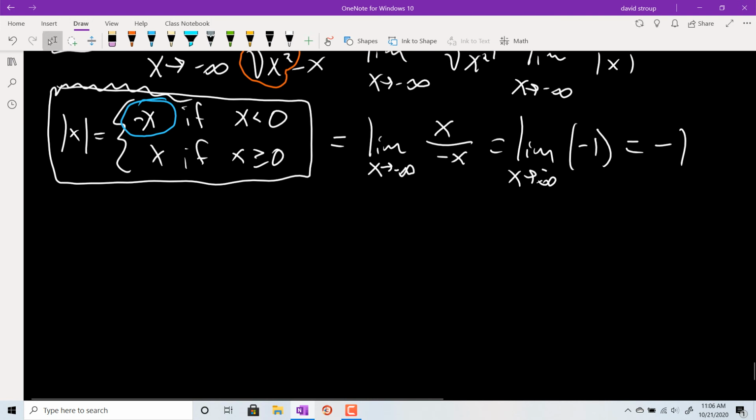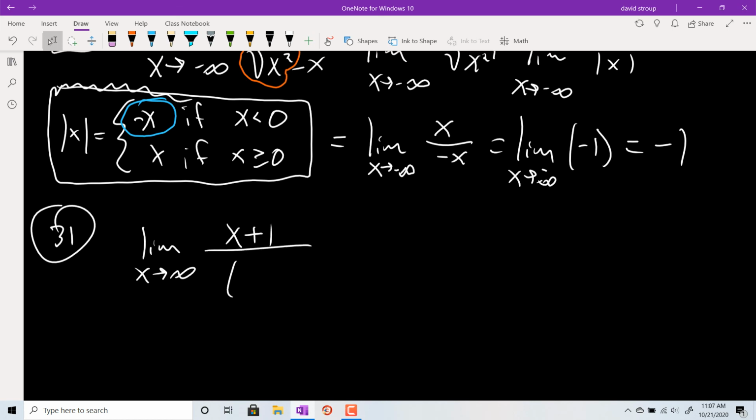Okay, let's look at another. Number 31: the limit as x goes to infinity of x plus 1 all over x squared plus 1 to the 1/3. Still the same game: you're just picking up the high degree terms. You have to be a little careful with the denominator. It's not x squared, it's x squared to the 1/3.